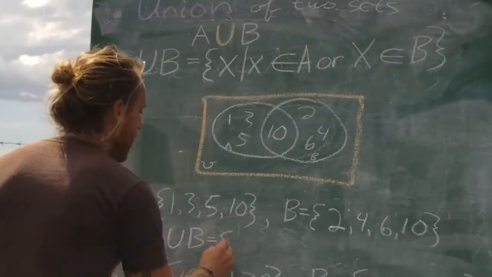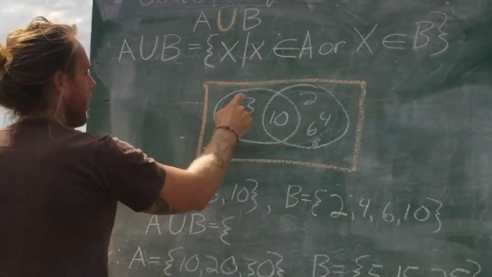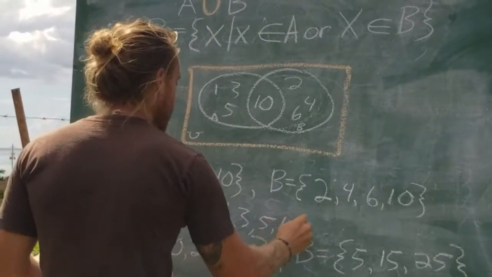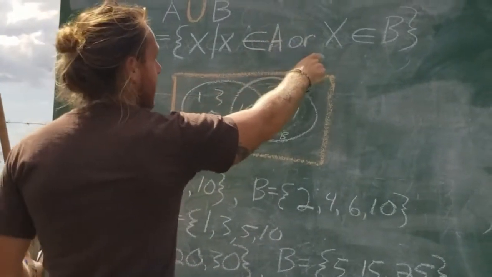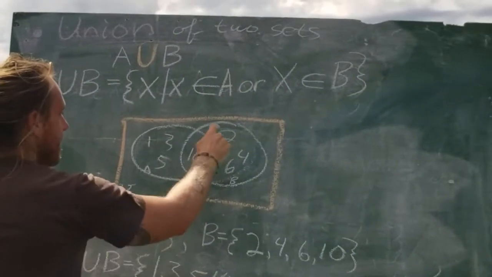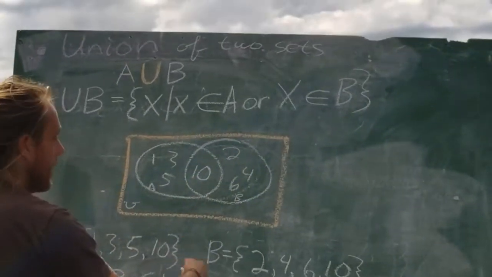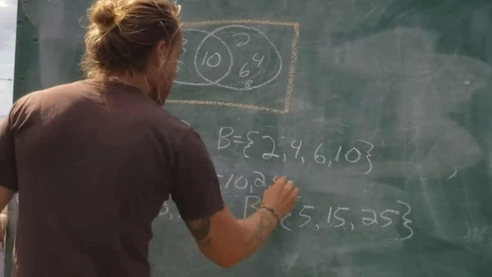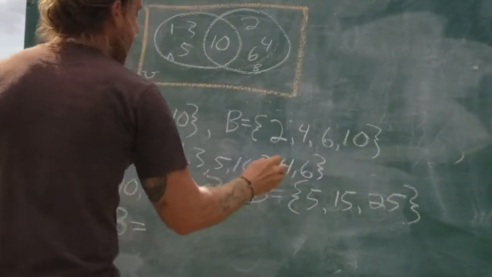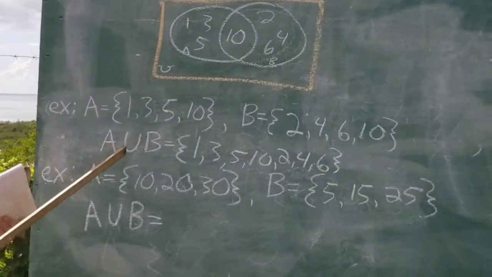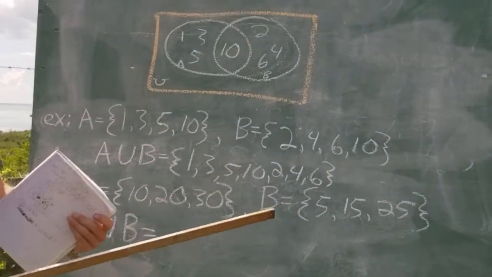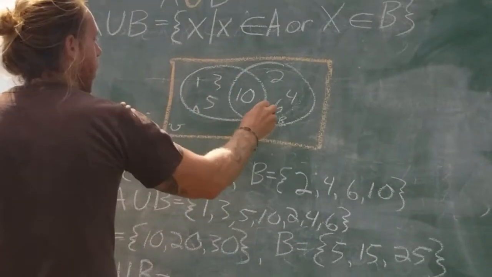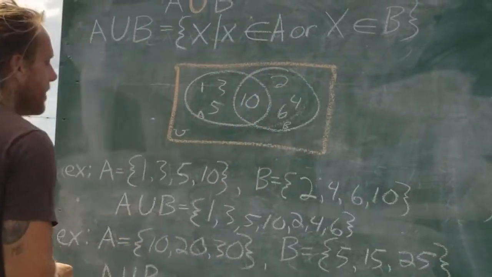Well, it's all the elements in A, 1, 3, 5, and 10, or the elements in B. Well, what's in B? 2, 4, 6, and 10. We already listed 10, no need to do it again. So 2, 4, and 6. And for this particular example, the union of A and B also is the universal set. So the union of A and B is all the elements in A or the elements in B.